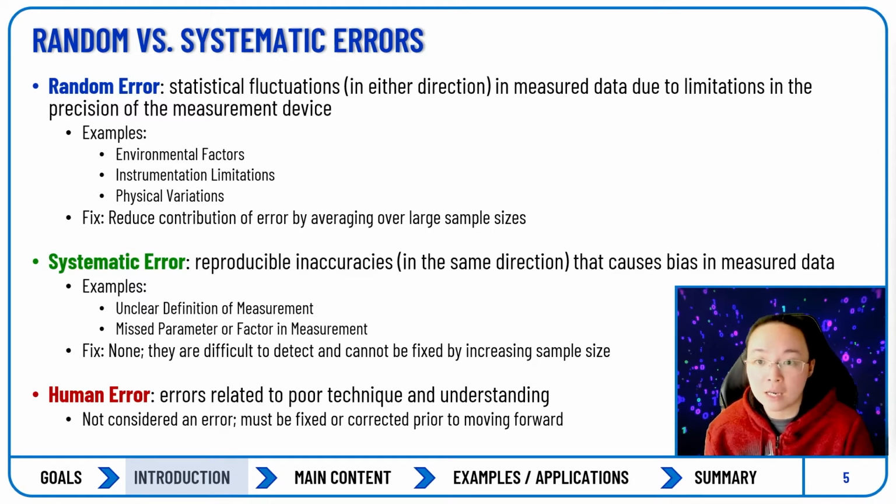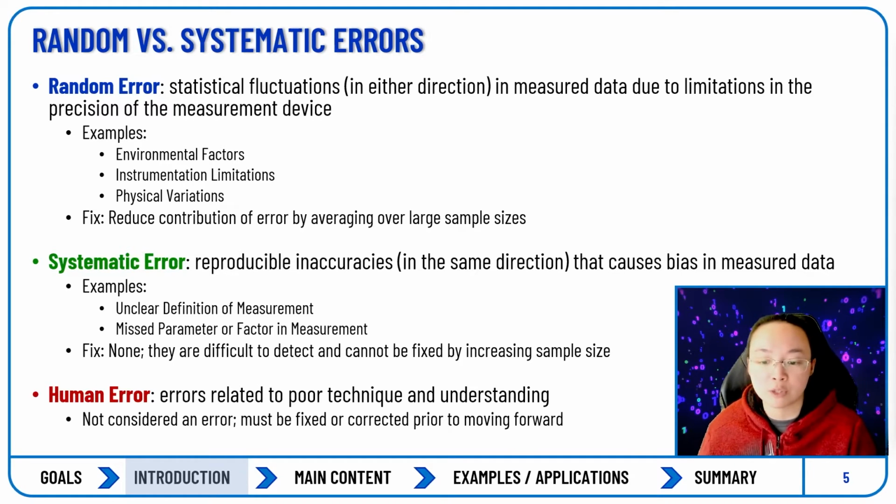Now, a systematic error is a reproducible inaccuracy in the same direction that causes bias in your measured data. That means, let's say, I'm taking the measurement and using too much of something, causing a bias that increases the signal every time I take a measurement, and thus my whole distribution is shifted upwards. Number two, you can have an unclear definition of measurement.